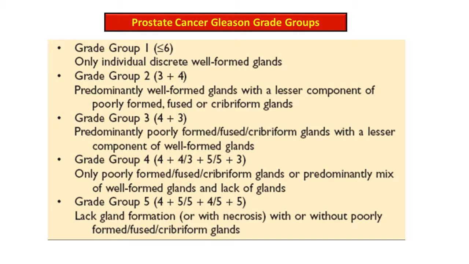The grade 4 is composed of only poorly formed fused cribriform glands, or predominantly mixed of well-formed glands and lack of glands, while grade group 5 lacks gland formation or has necrosis, with or without poorly formed fused cribriform glands.